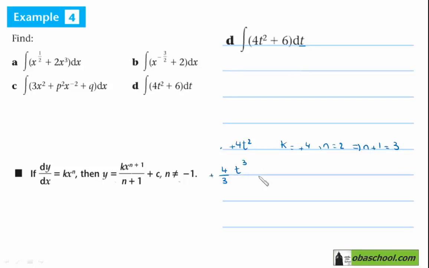Now, we can say this is the integration of the first term. And not to forget, we are integrating with respect to t. The second term, 6, is a constant. The integration of the constant with respect to t is 6 multiplied by this variable, that is t. By substitution, the integration of the whole expression is 4 over 3 multiplied by t to the power 3 plus 6t, and again we have to write the constant c.